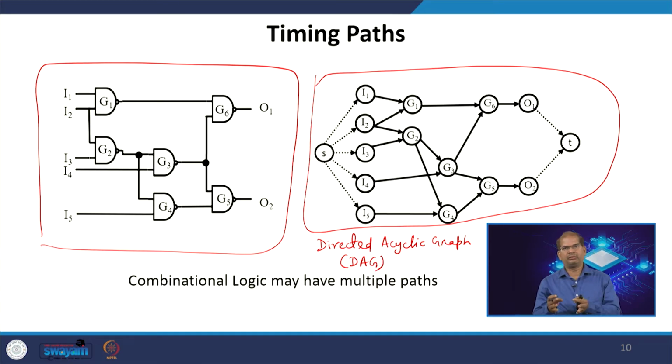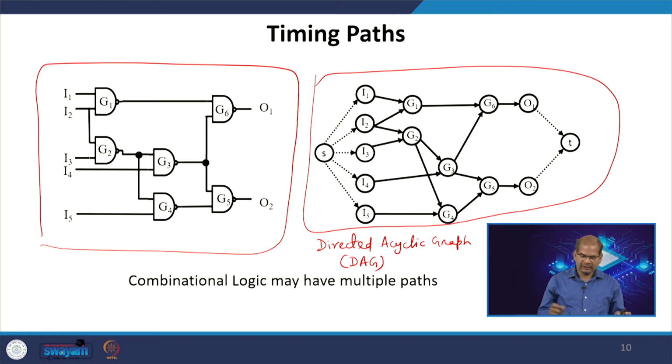What is this DAG? Each node to the other node, there is some direction, and that is why it is called a directed graph. And there is no cycle inside the graph, that is why it is called an acyclic graph. Okay. So, this is called directed acyclic graph or DAG.